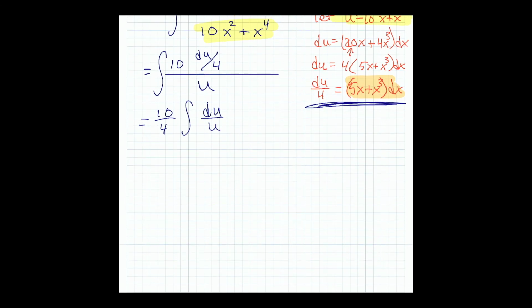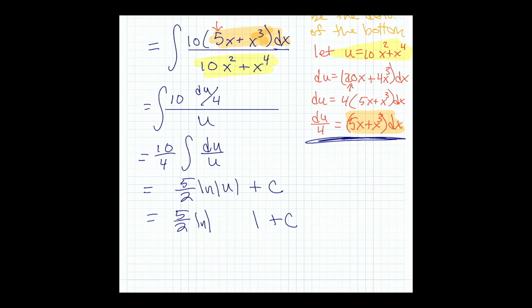So it did work out, right? Du over u, because we know that the integral of du over u is natural log absolute value of u plus C. And of course, 10 over 4 is 5 halves. So you have 5 halves ln absolute value of u. You don't want to leave your answer that way. You want to substitute in what the u is. And looking up here, we see that u is 10x squared plus x to the fourth. And there you go.